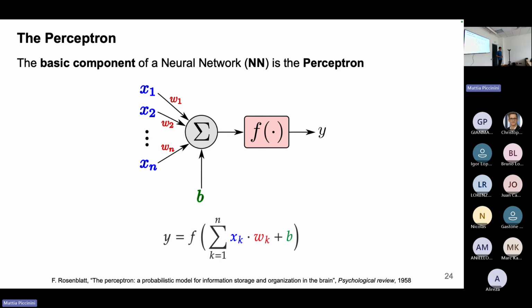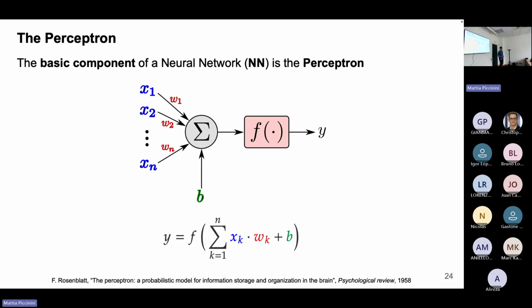The algorithm that was used for training is newer. I don't remember exactly when it was presented the first time. The idea of backpropagation, yes, exactly. But at least the structure itself, the perceptron, is from 1958.